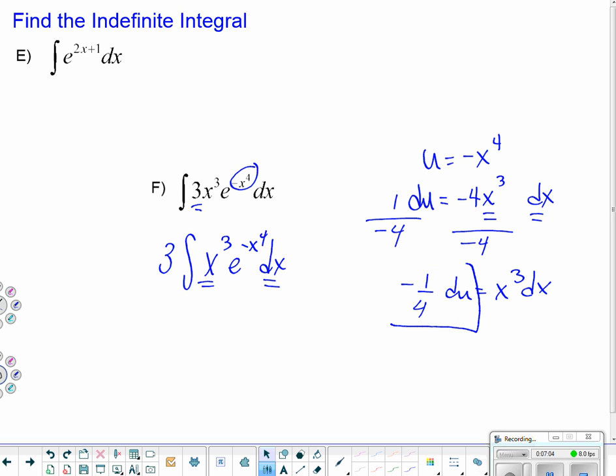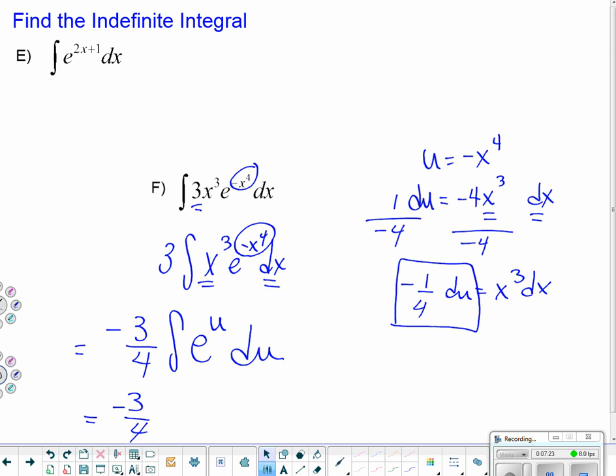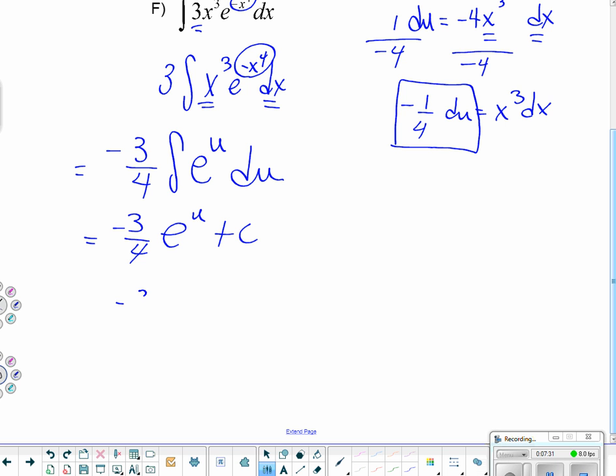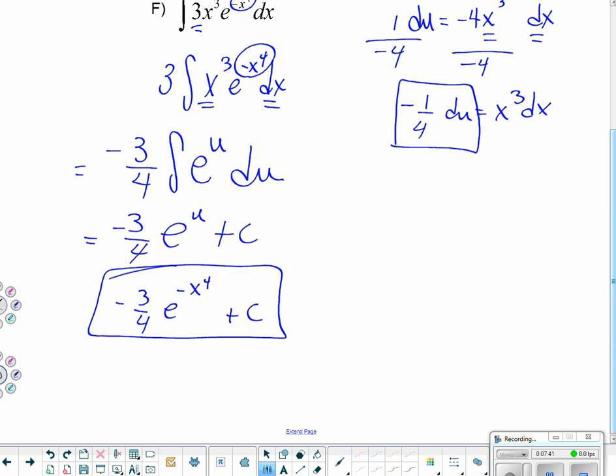Now that we know the substitution, this will come over. I'll get 3 times negative 1/4, giving us negative 3/4. The integral of e, this is a u, negative x to the fourth gets replaced with u du. All right, that's not so bad, negative 3/4. The integral of e to the u is e to the u plus c. We did have that negative 3/4 up front. Replace the u portion, so we're back into x's, and that was a negative x to the fourth plus our mighty c. There's your answer.